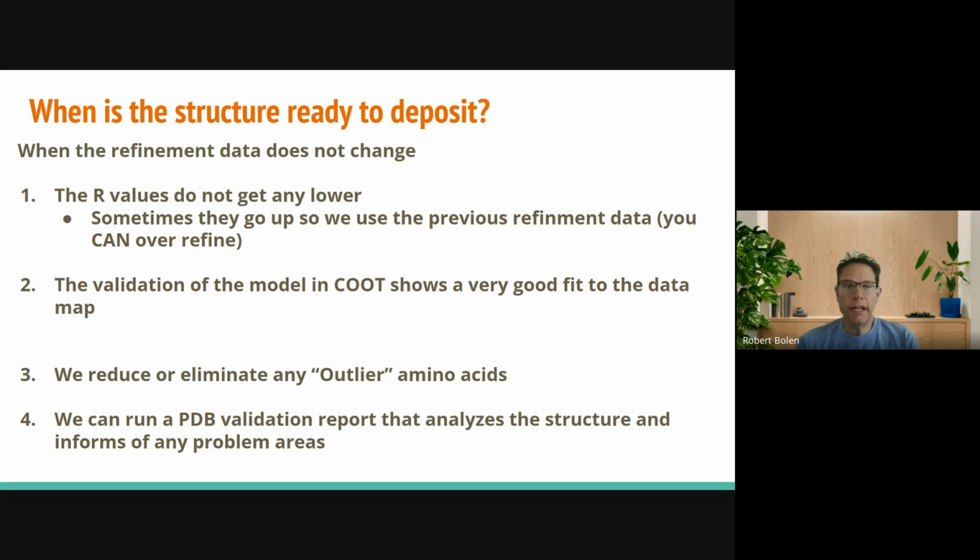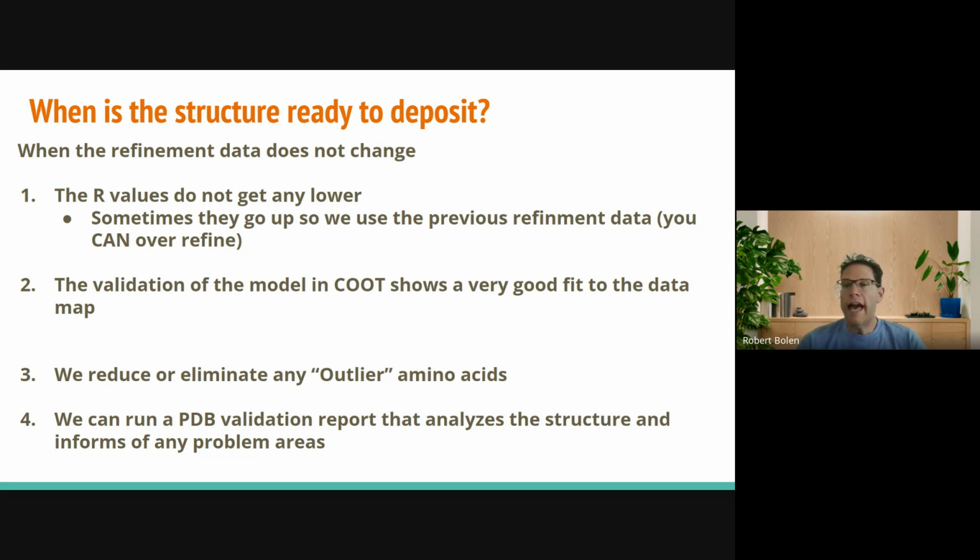We also want to eliminate what are known as outliers. Some of the amino acids might be just sticking out all crazy and wrong, and no matter what you do, you can't get them to fit. So you actually can delete some portions of that. Once that's all done, we then take this data file and we run it through the Protein Data Bank and run what's called a validation report.